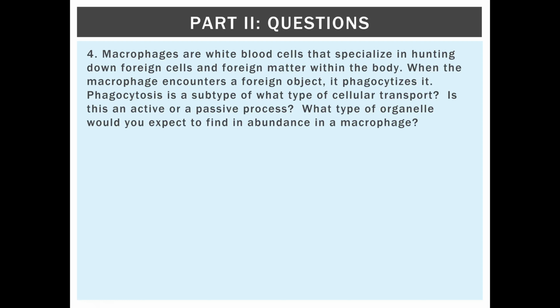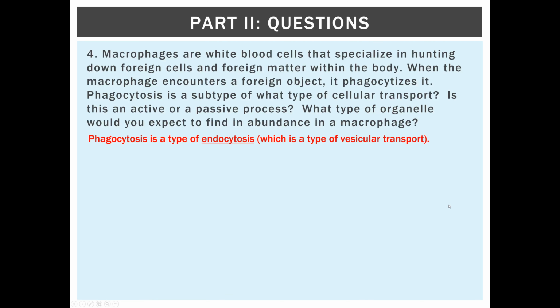Number 4, macrophages are white blood cells that specialize in hunting down foreign cells and foreign matter within the body. When the macrophage encounters a foreign object, it phagocytizes it. Phagocytosis is a subtype of what type of cellular transport? Is this an active or a passive process? What type of organelle would you expect to find in abundance in a macrophage?